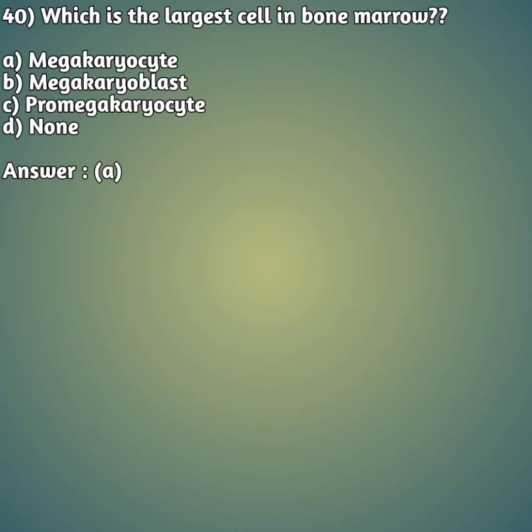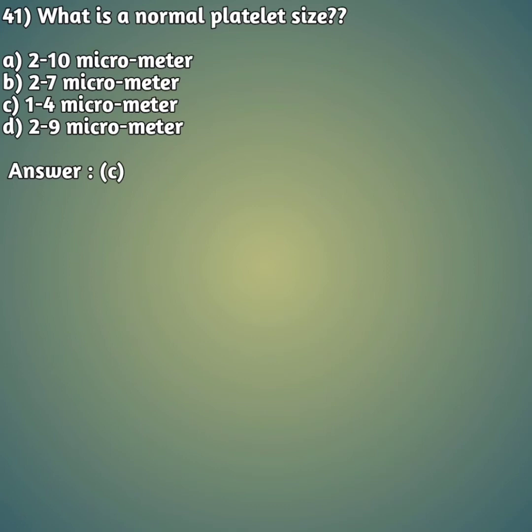Moving on to our 41st question. What is a normal platelet size? Just now we discussed the normal size of a RBC, and now we are going to discuss the platelet. Option A 2 to 10 micrometers, option B 2 to 7 micrometers, option C 1 to 4 micrometers, and option D 2 to 9 micrometers. The right answer is C, 1 to 4 micrometers is the normal platelet size.